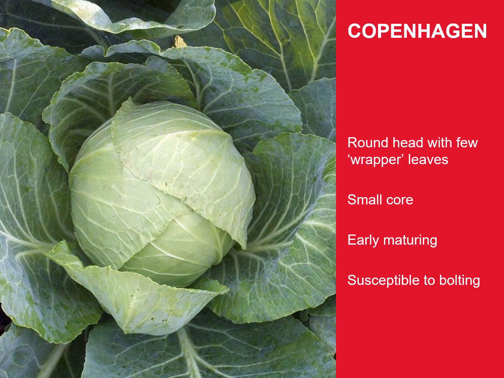Then we have the Copenhagen type, which is a round-headed type with few wrapper leaves. When I say wrapper leaves, it refers to the leaves which grow around the rosette, around the head, and they tend to either cup over the top of the cabbage head, or in the case of the Copenhagen type, they're a bit more diffuse and fewer of them. It's an early maturing type, but it is susceptible to bolting.